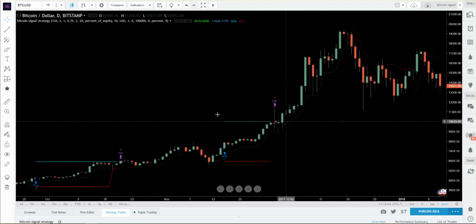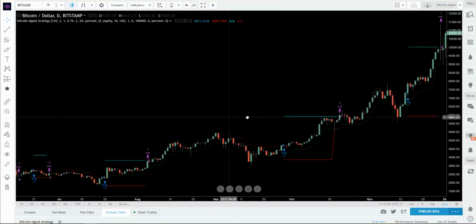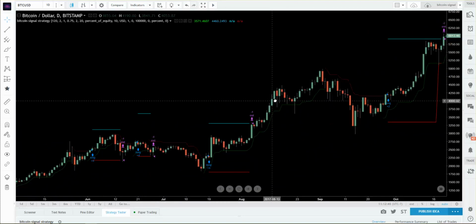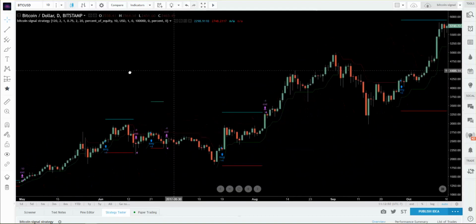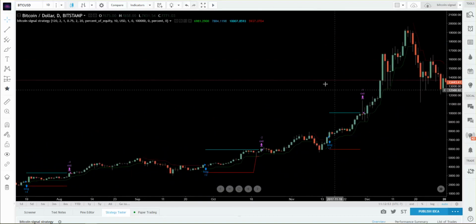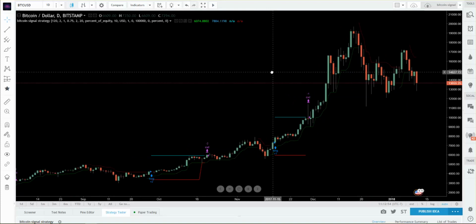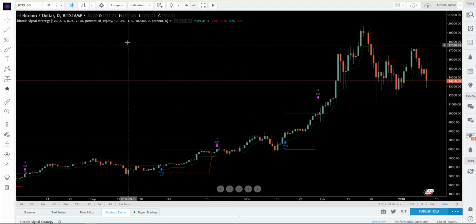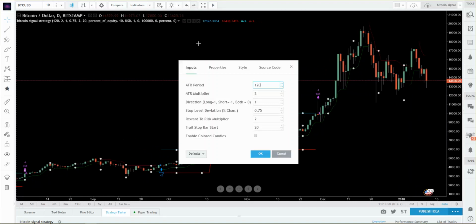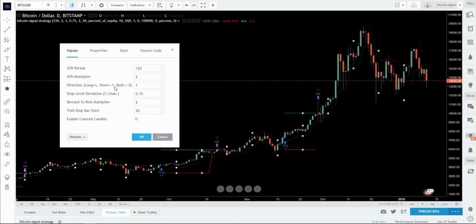Now, the short condition, let's see if we can find a short condition. A little hard to find a short condition on Bitcoin. Oh, you know why I can't find a short condition? It's because I don't have shorts activated. So in here, I'll go through these individually, but there's this direction.